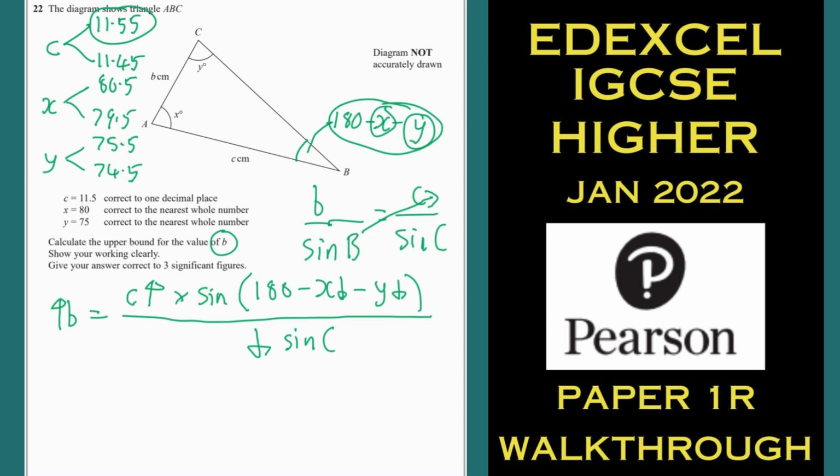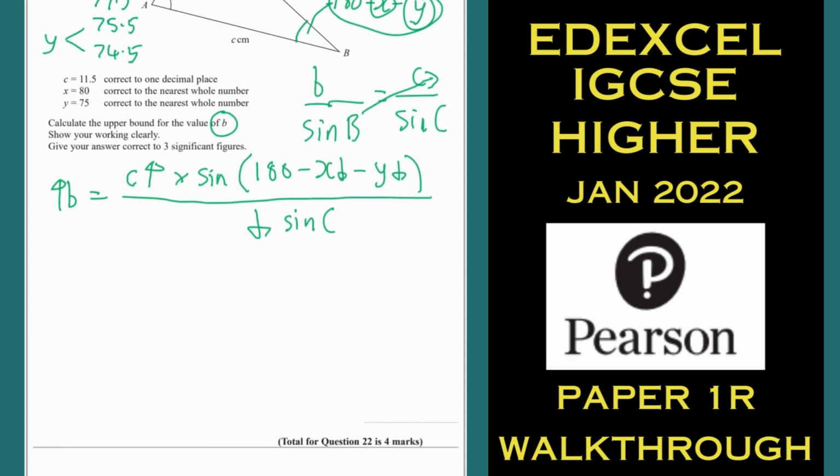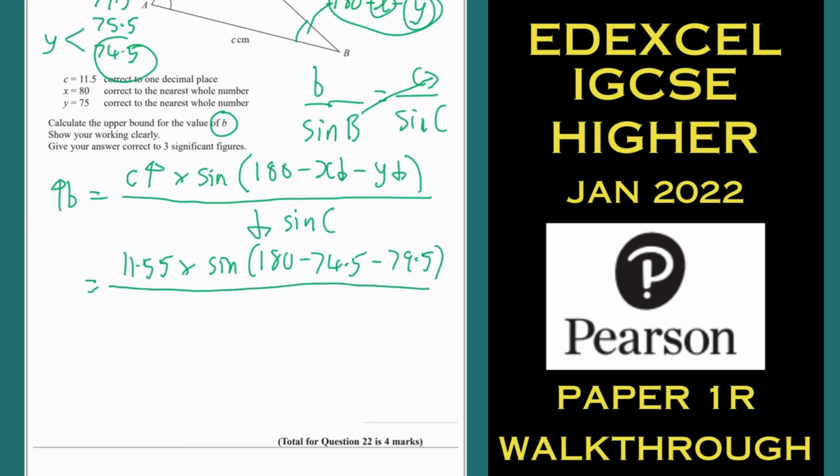You know, we're on question 22 now. It's tough going. We've now got numbers that we can plug in. So the largest big C is 11.55. The biggest this can be would be 180 minus 74.5 because we want small y and small x, all over.